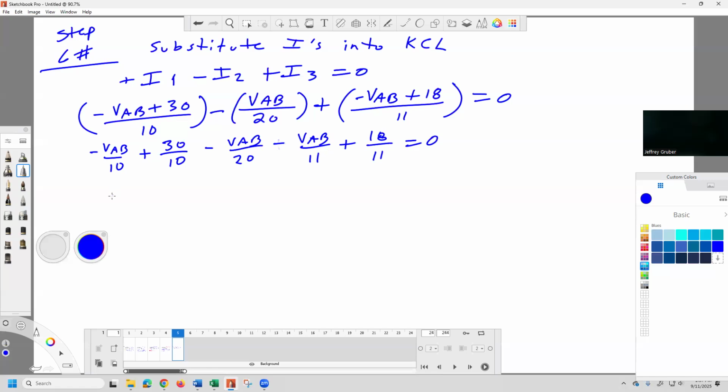So if you punch this in your calculator, you get minus 0.1 VAB plus 3 minus 0.05 VAB minus 0.091 VAB plus 4.36 or 636 equals 0.